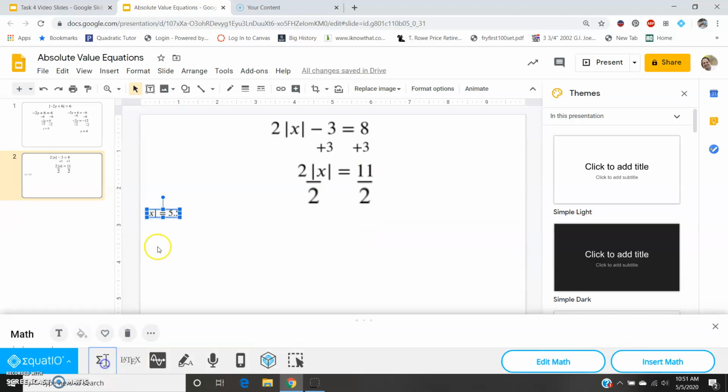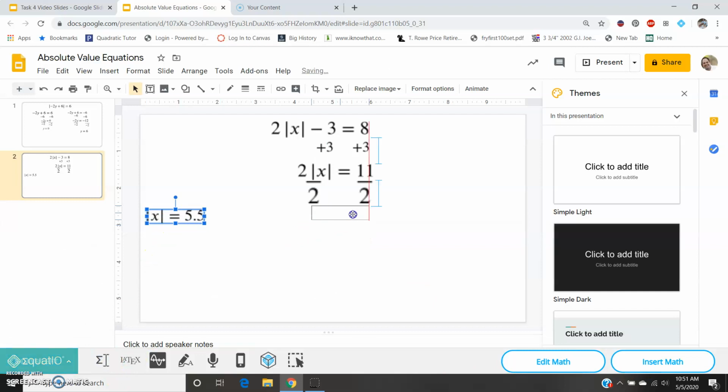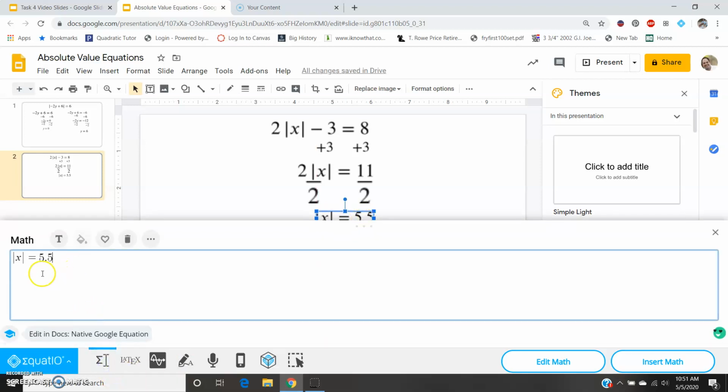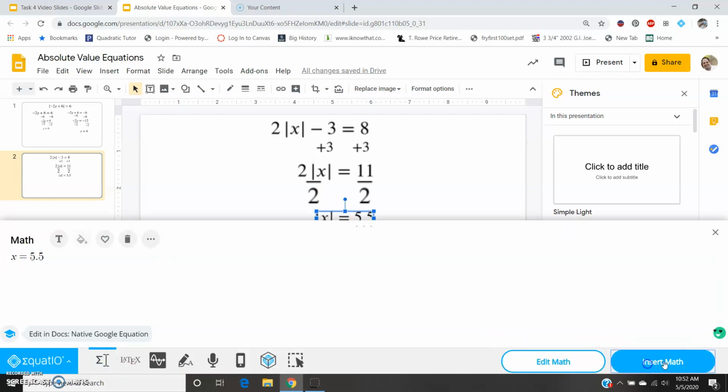That looks better. There we go. Now we make our two equations, one with positive 5.5 because the absolute value of 5.5 is 5.5, and then the absolute value of negative 5.5 is also 5.5. So when we do this, we just have to get rid of the absolute value symbol. There's answer 1.